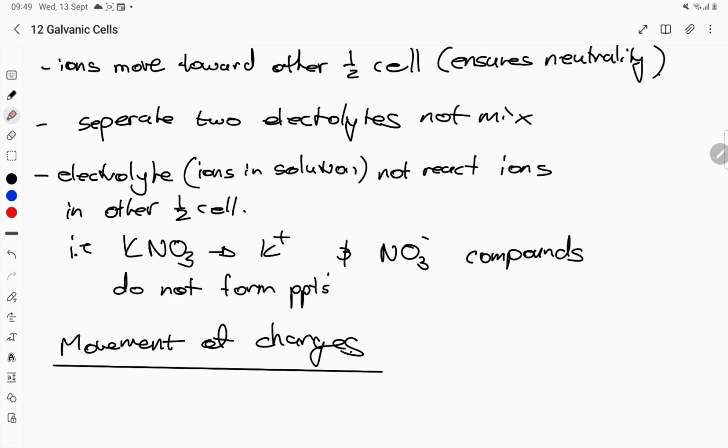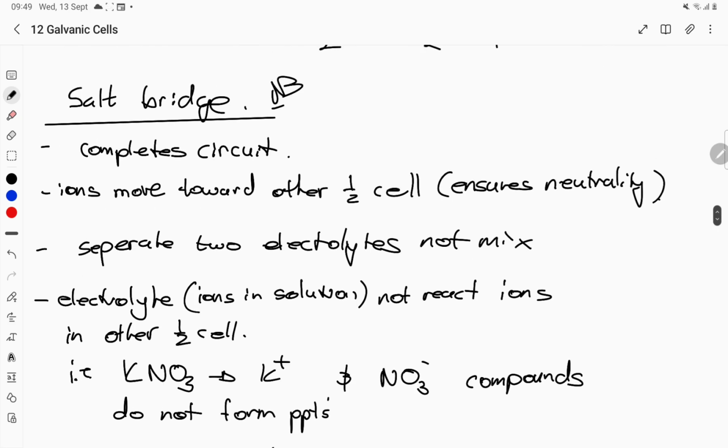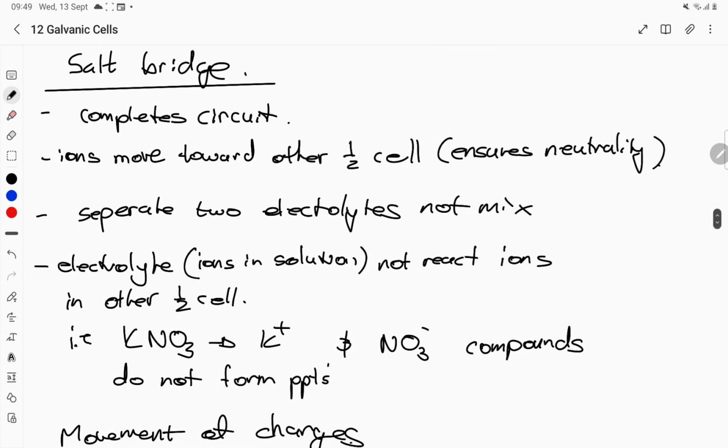Any compound with a nitrate will always dissolve in water, and any compound that's combined with potassium, let's just say potassium sulfate, right? That will dissolve in water. It's aqueous, it will dissolve. It won't precipitate out. It won't form a solid. So they don't form precipitates. All right. So that's the use of the salt bridge. Very important question. I love asking about a salt bridge. So just take a nice look at that.